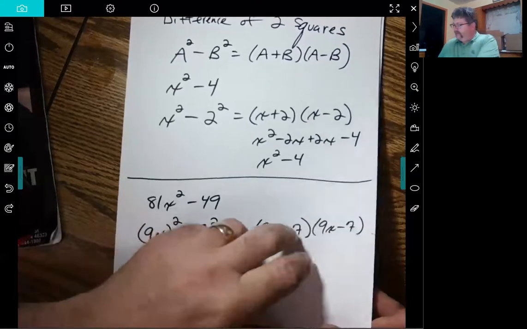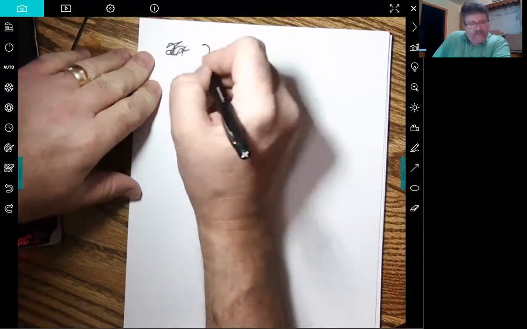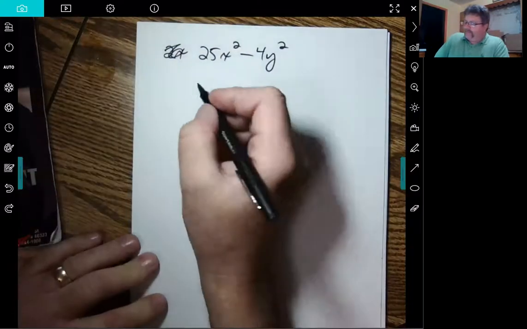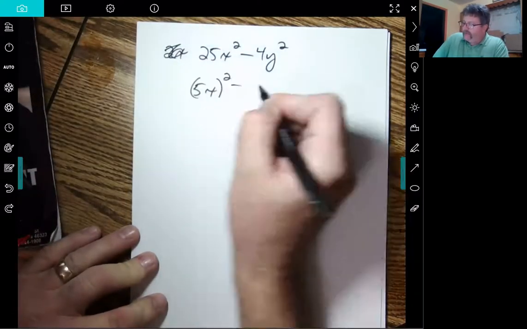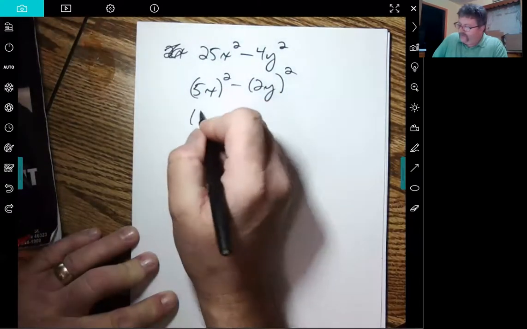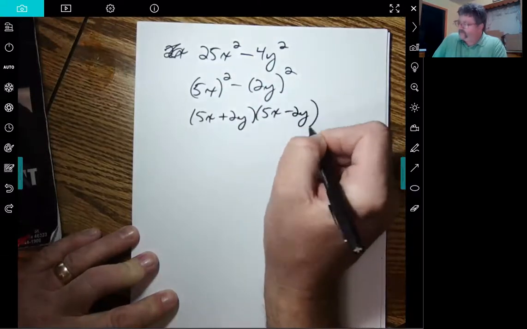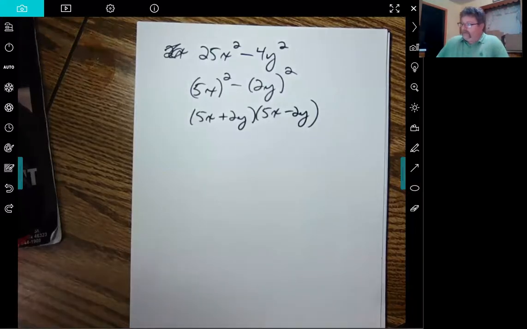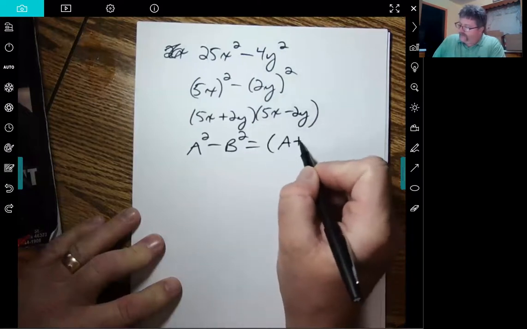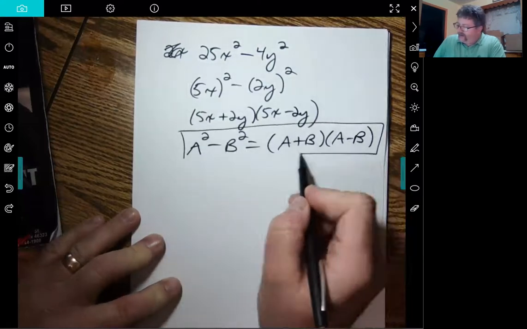Let's do one more, and then we'll do an application of using this factoring to do something. What about 25x squared minus 4y squared? Now we really got to think of it. Well, this is really 5x everybody squared minus 2y everybody squared, right? Yeah, so now 5x plus 2y times 5x minus 2y. Okay, how did I know how to do that? I have to remember a squared minus b squared automatically can factor into a plus b times a minus b. You just have to know how to do that.